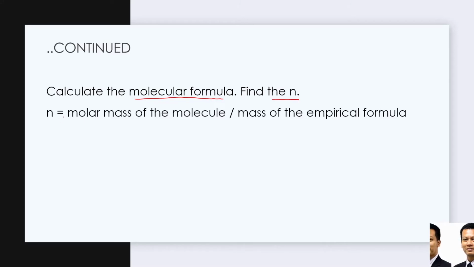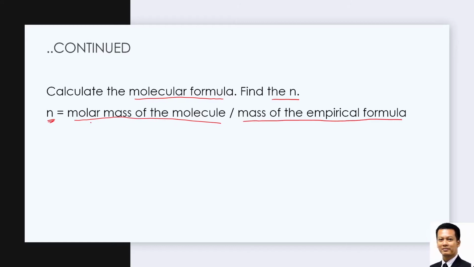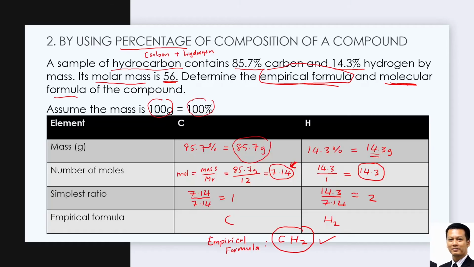So again, the formula for N that you are looking for is molar mass of the molecule divided by mass of the empirical formula. Okay, molar mass of the molecule. Molar mass of the molecule here is already given. So let's see, this part.